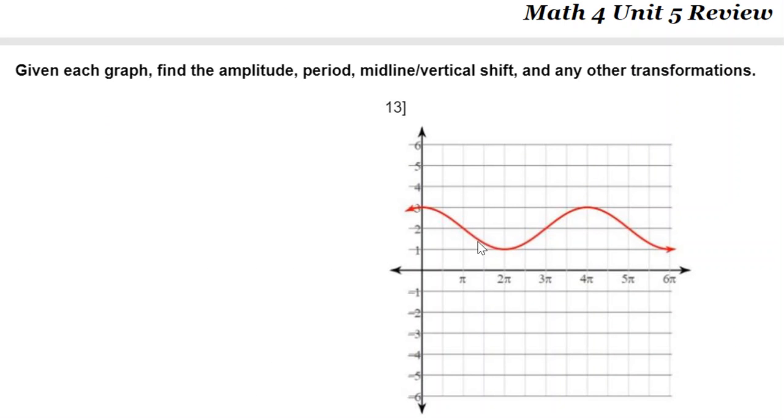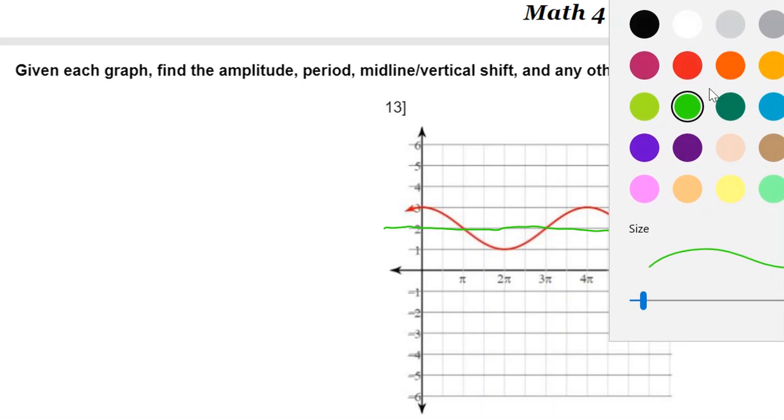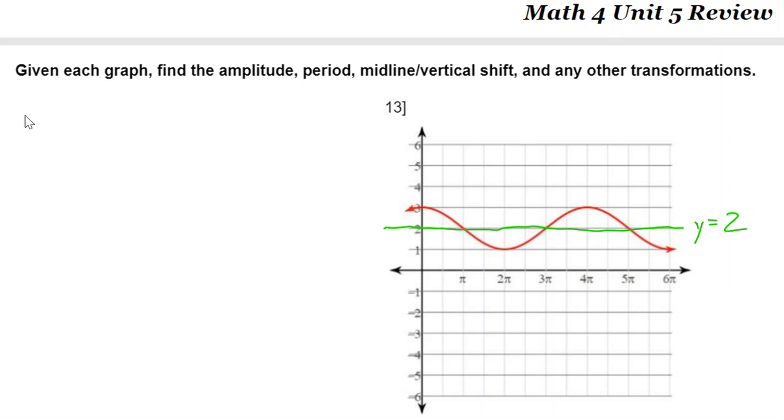Let's see now. You went from 3 to 1, which means that your midline is actually right there. So our shift is going to be up 2. Our amplitude seems to be 1 unit above, 1 unit below. This seems to be a cosine rather than a sine. And our period appears to stretch from 0 to 4 pi.